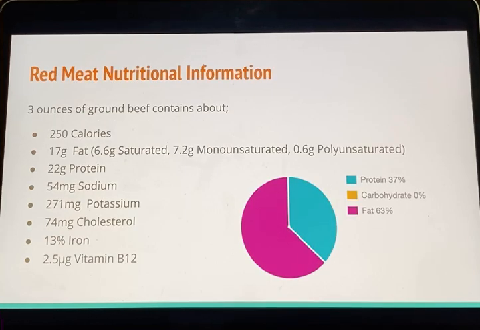Red meat nutritional information. 3 ounces of ground beef contains about 250 calories, which is 17 grams of fat, 6.6 grams of saturated fat, 7.2 grams of monounsaturated fat, and 0.6 grams of polyunsaturated fat. 22 grams of protein, 54 milligrams of sodium, 271 milligrams of potassium, 74 milligrams of cholesterol, 13% iron, and 2.5 micrograms of vitamin B12, for a total of 37% being protein and 63% being fat. 0% is carbohydrate.